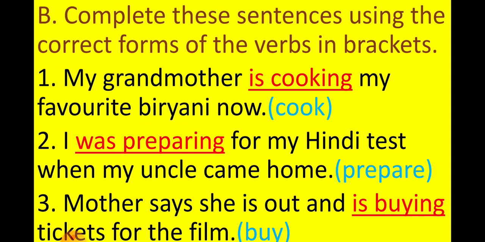Now let's take up the third sentence. Mother says she is out and dash tickets for the film. So this sentence is in present tense. The verb is indicates that. So we will use the present progressive tense of the hinted verb buy, which is in the bracket. So the present progressive tense is buying. The answer will be: mother says she is out and is buying tickets for the film.